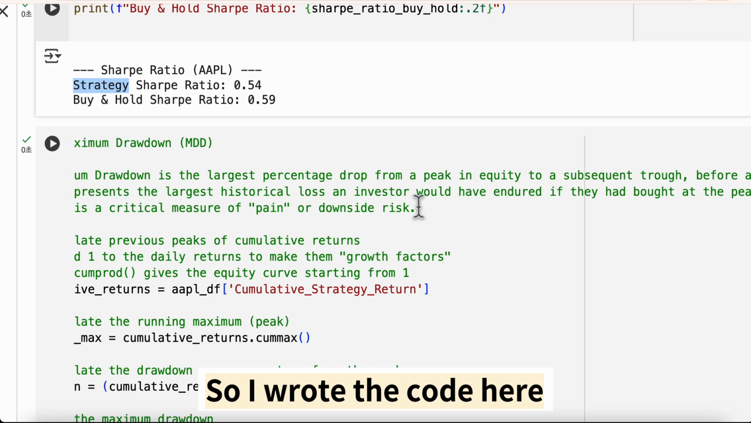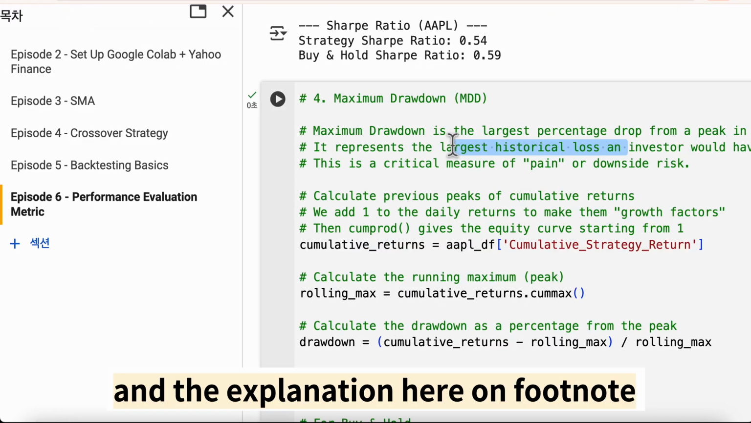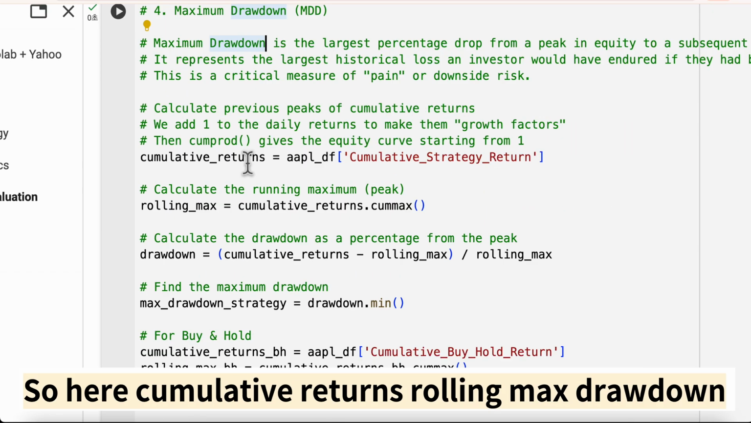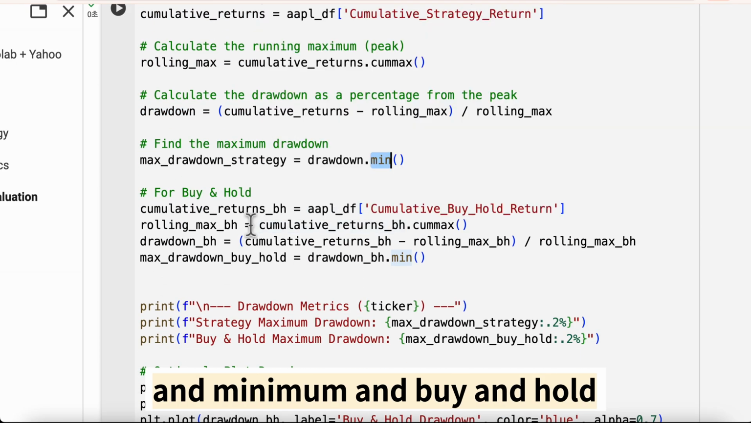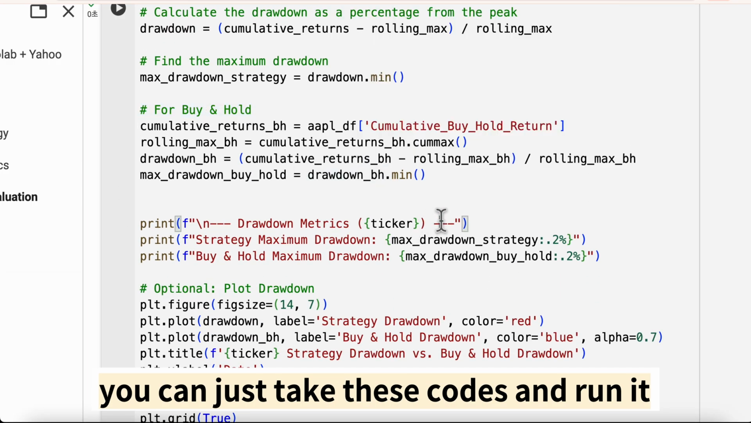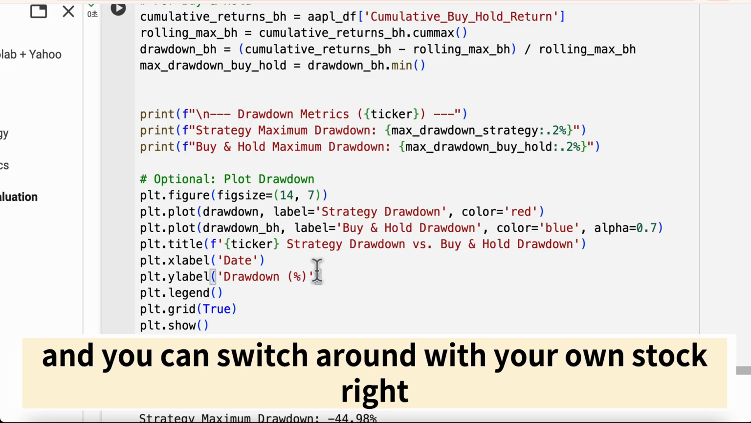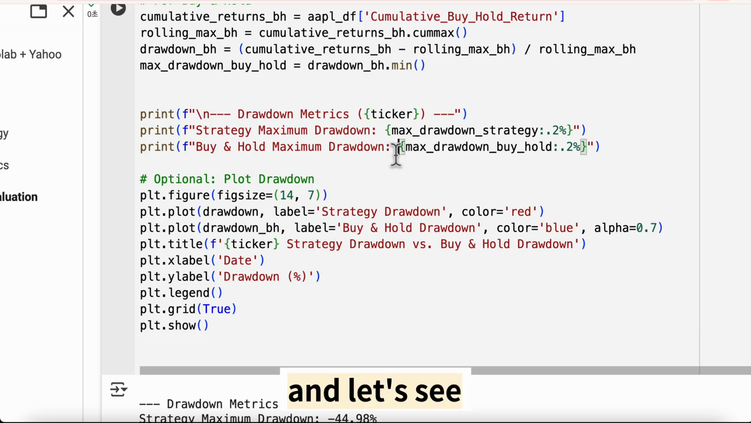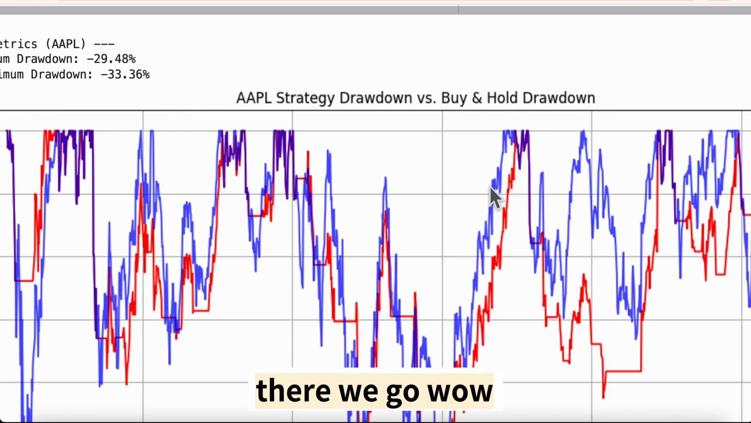So I wrote the code here and the explanation here in the footnote. So here: cumulative returns, rolling max, drawdown, minimum, and buy and hold. I calculate all of these. You can just take this code and run it, and you can switch around with your own stock, right? And let's see. There we go.